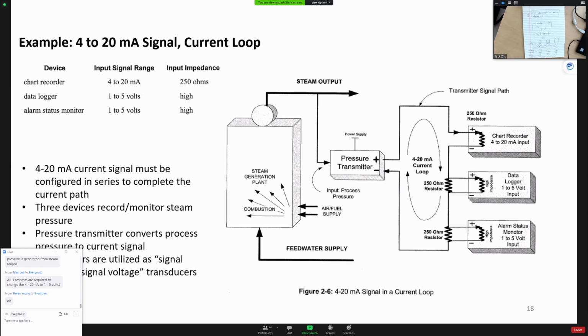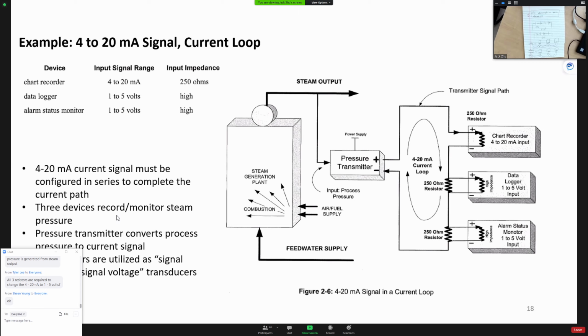Yeah, we're using those 250 ohm resistors to change the 4 to 20 milliamps into 1 to 5 volts, because we're giving out a current signal. So if the pressure transmitter is sending out 4 milliamps, that 4 milliamps has to reach each of the devices, right? So all the devices have to be wired in series, because in a series circuit, you only have one current path, and everywhere the current will be the same.